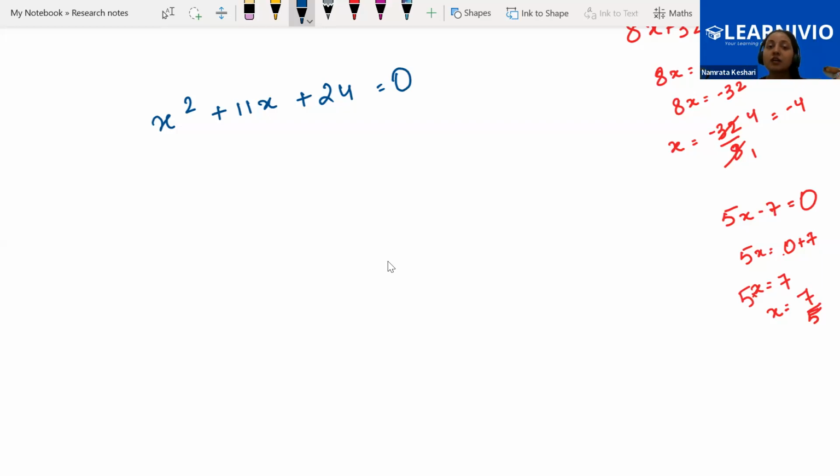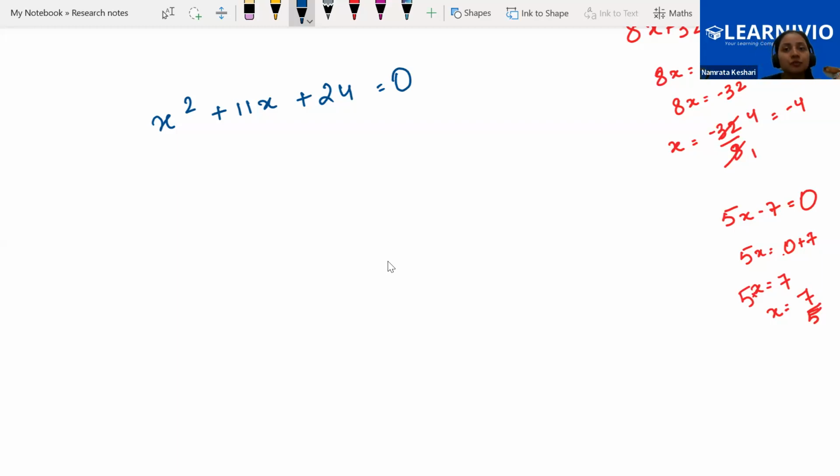Splitting the middle term is very important, not only for now. When you do the quadratic equation chapter or any other chapter, every time this splitting the middle term will come up here and there, and we are supposed to do it. So let's understand it carefully.